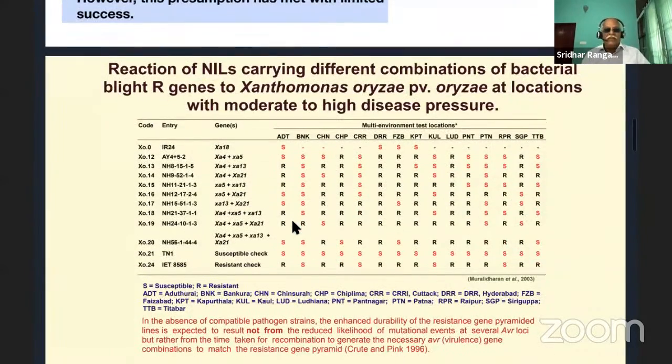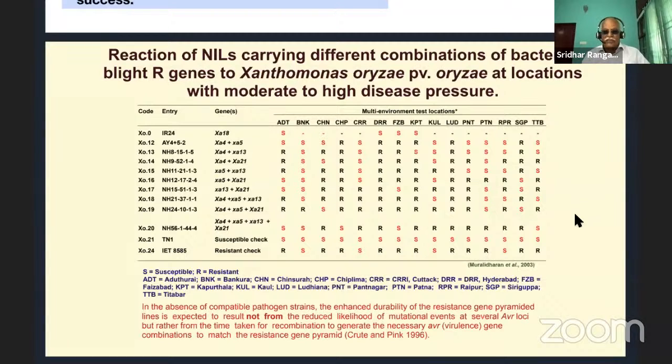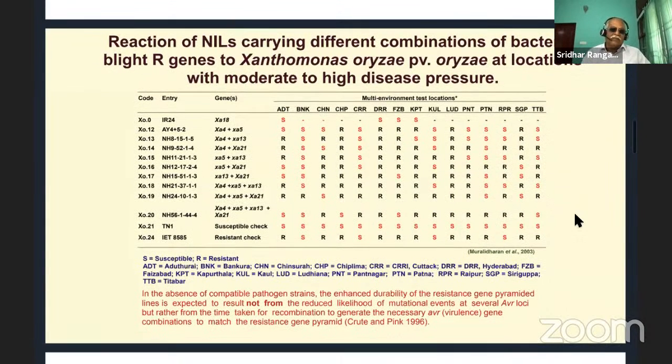But when you try to evaluate, this is my own evaluation done sometime back when in Cuttack, that is before 2003. The single genes, they are not consistently resistant in all the locations. These are all the various hotspots of bacterial blight. I show the examples of bacterial blight. But the gene combinations are resistant in many of the locations.